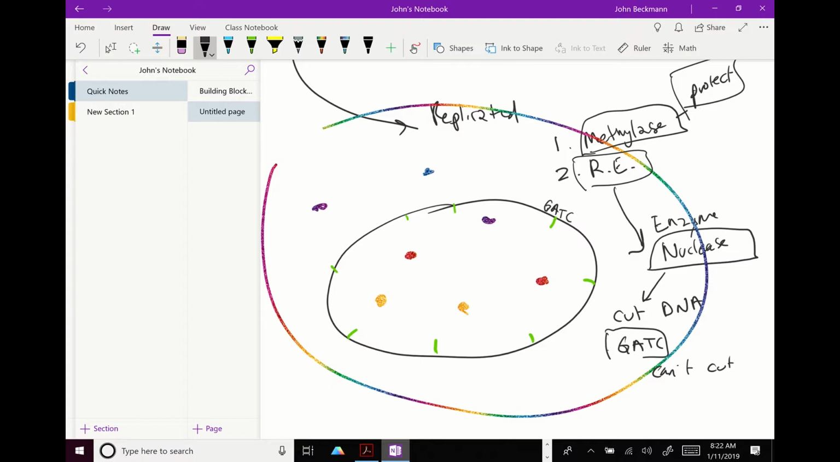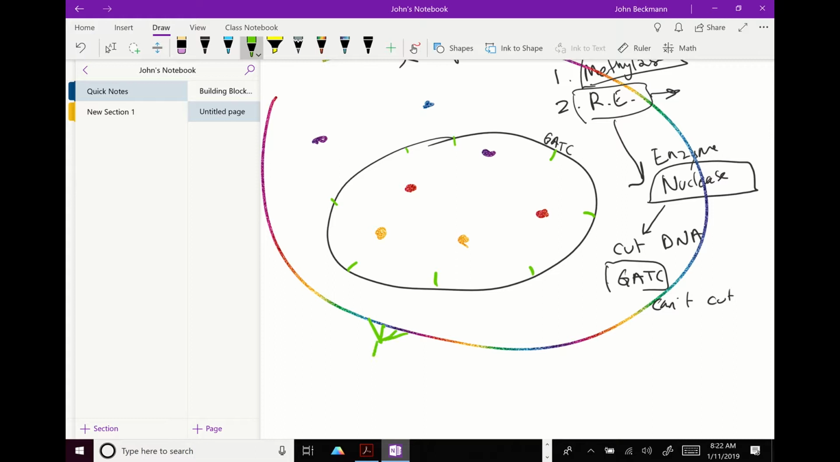So it has basically an antidote or a blocking system that causes its own restriction enzyme to not cut its own DNA. But now imagine a virus attacks the cell and it injects its blue chromosome. And on that chromosome is a sequence GATC, and there is no methyl group on GATC. Now the restriction enzymes will find that genome and they will cut it at the GATC. And that will destroy the virus genome.